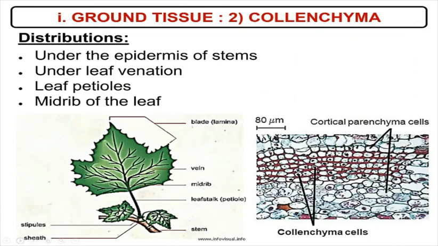We can find collenchyma under the epidermis of stems. Alright. Under leaf venation, dekat dengan urat-urat ni bawah ni kat sini, bawah daun. Leaf petioles. Leaf petioles ni, stalk dia. Midrib of leaf. Midrib dekat sini. Jadi kat sini dia dah tempat yang bahagian tebal sikit. Kalau parenchyma dekat tempat yang masih nipis lagi. Spongy, tu kalau parenchyma.